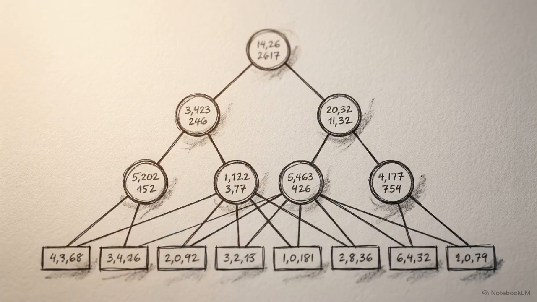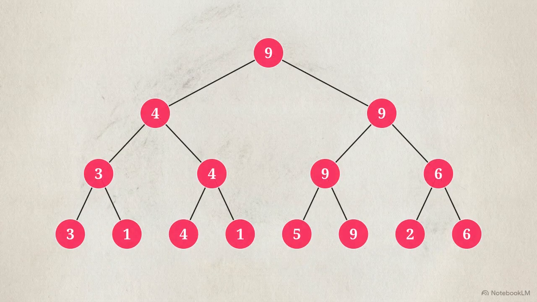This binary structure holds aggregate data, the maximum value, over contiguous array ranges. Leaves hold raw values. Parent nodes store the maximum of their two children. To modify a value, we use a point update. We walk one direct path from root to leaf, change the value, and recalculate the maximums for every node on the way back up. Because we visit only one path, updates complete in O of log n time.